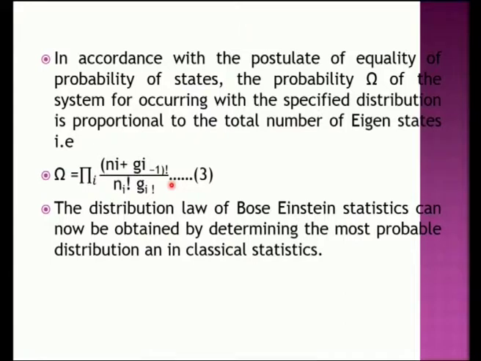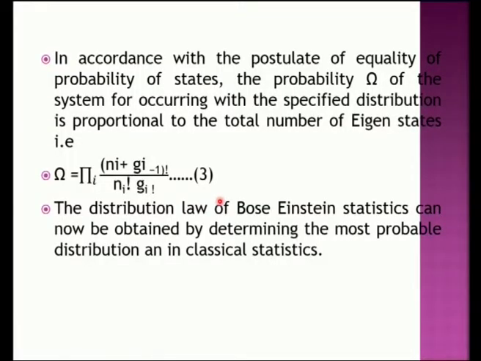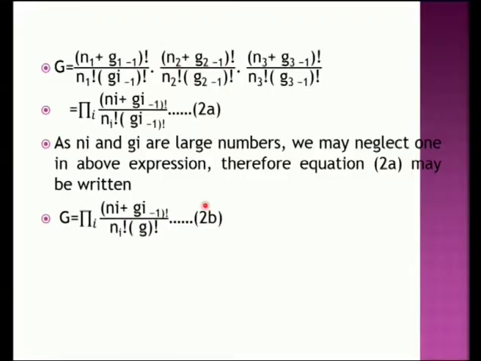By this equation we got the mathematical expression for the probability of a system with a specified number of particles. That specified number of particles is proportional to the number of eigenstates. Now, the distribution law of Bose-Einstein statistics is obtained by determining the most probable distribution as in classical statistics. So far we have followed quantum mechanics. At this step we need to derive the most probable distribution as we have done in classical statistics.